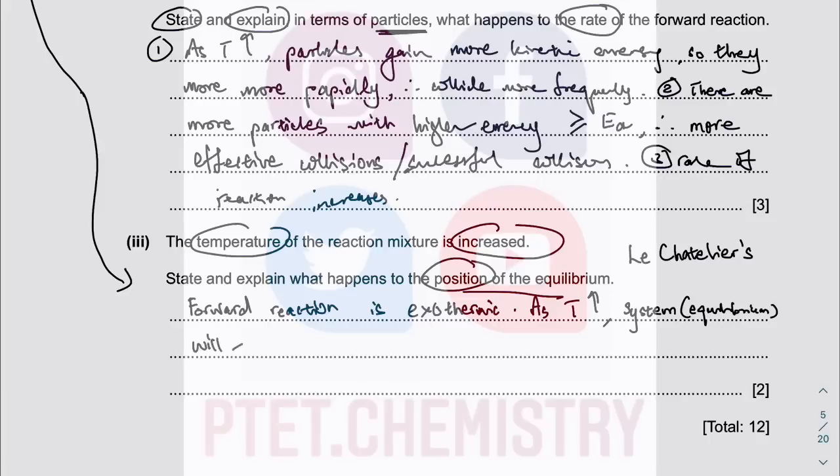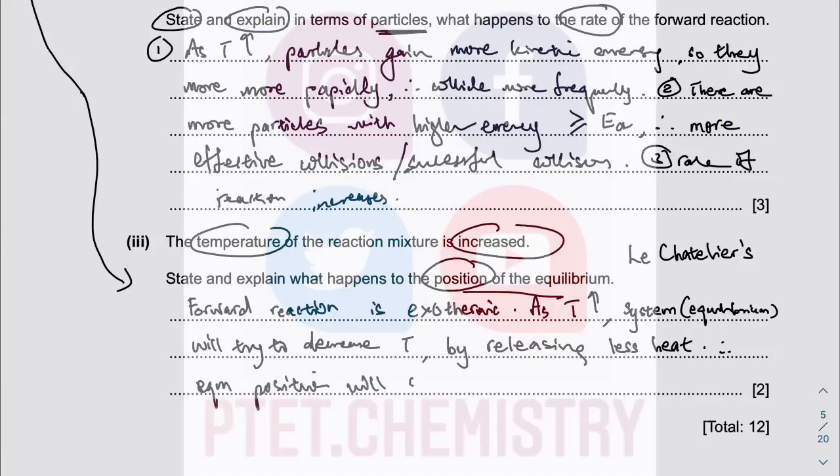Will try to decrease the temperature, because that is your change. Your system, which is in equilibrium, will try to decrease that temperature. How would it do that? The forward reaction releases heat, right? So I want to decrease temperature by releasing less heat. So the equilibrium can oppose this change by releasing less heat.